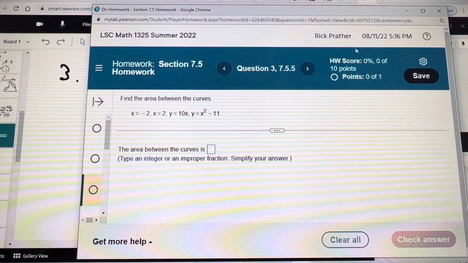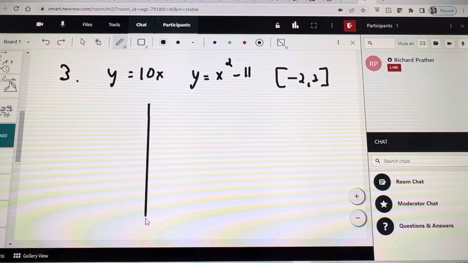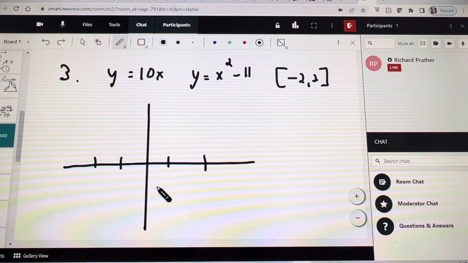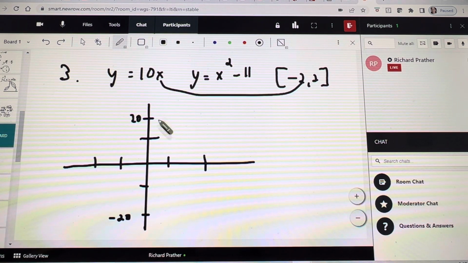Okay, so y equals 10x. Ten times 2 is 20, so let me go by tens here maybe. 10, 20, -10, -20. So if you plug -2 in, you get -20, that's right there. You don't have to plug -1 in, but I'm going to anyway. -1 times 10 is -10, so right there. If you plug 0 in, you get 0.